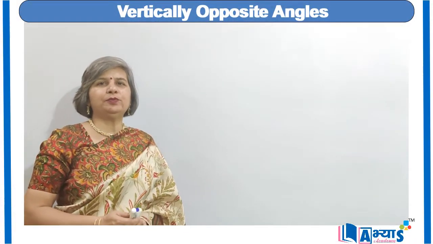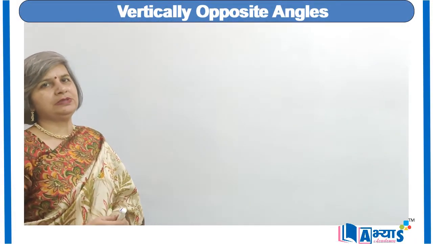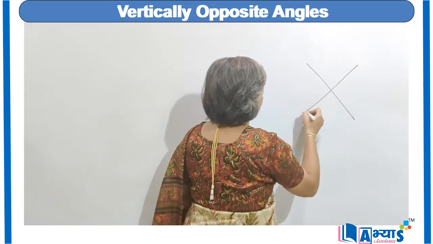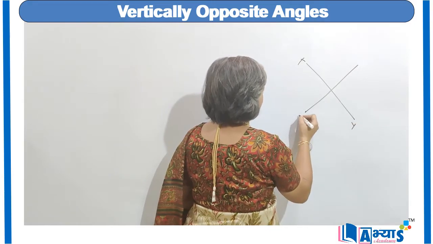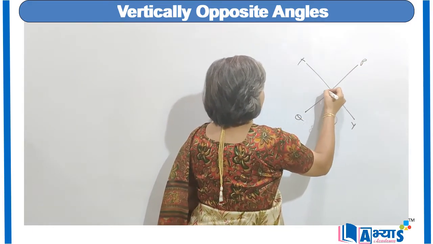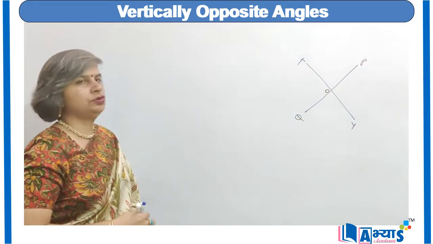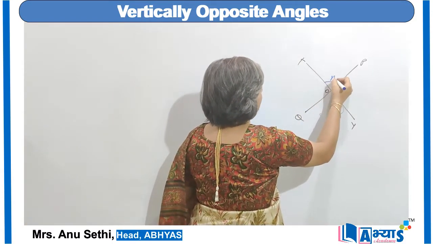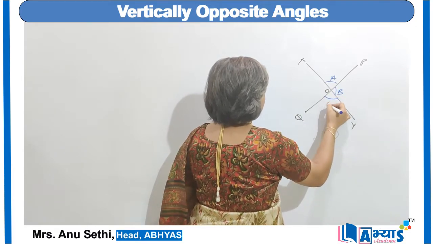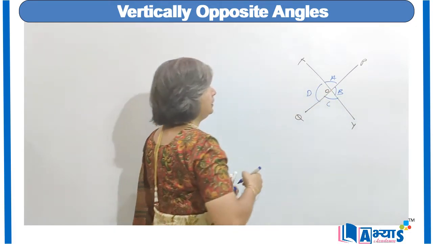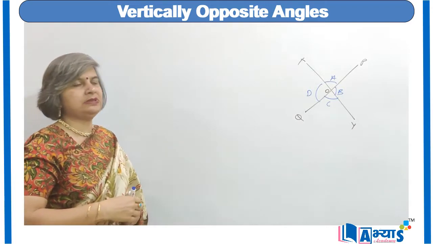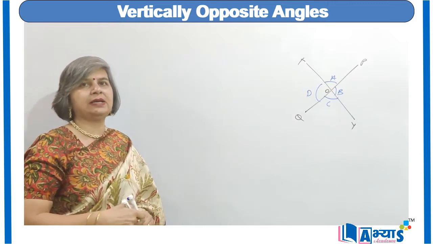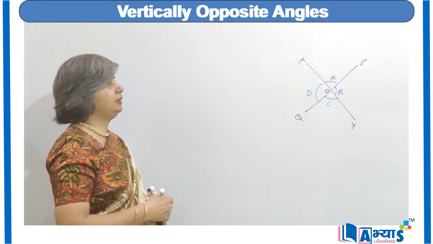Now let us try to prove that vertically opposite angles are equal. Let us suppose we have two straight lines XY and QP which intersect at O, and we are supposed to prove that the vertically opposite angles are equal. Let the angles be A, this is B, this is C, and this is D. So as the angles have been named A, B, C, D, we have to prove that the vertically opposite angles are equal, that is angle A is equal to angle C and angle B is equal to angle D.